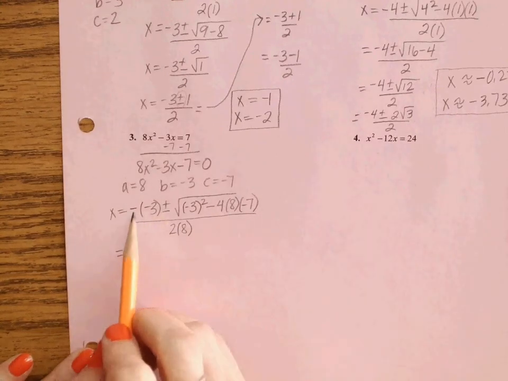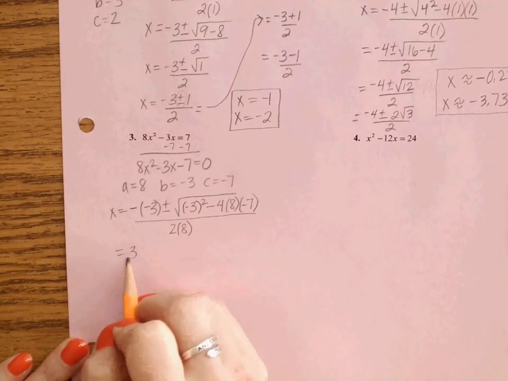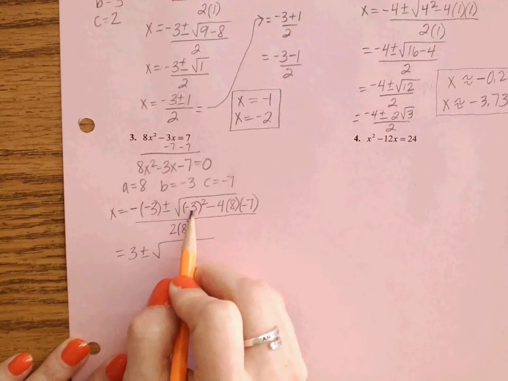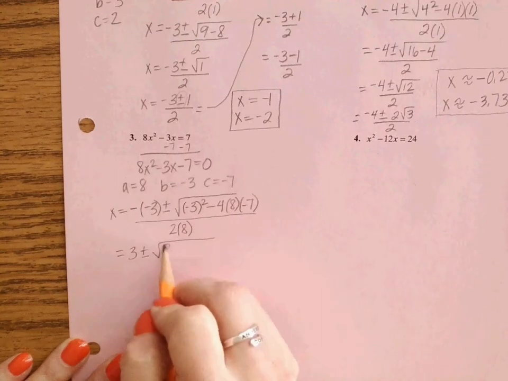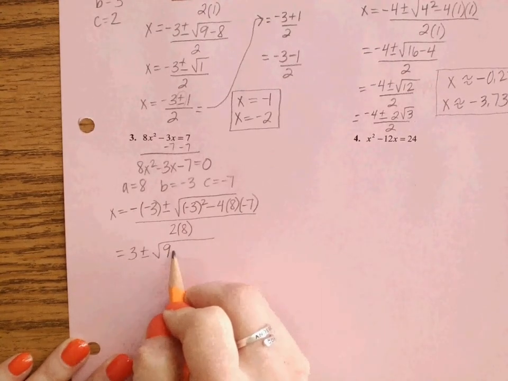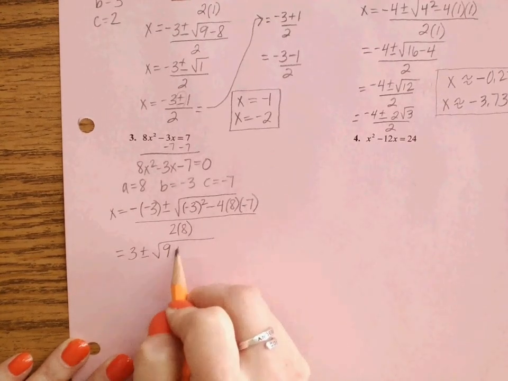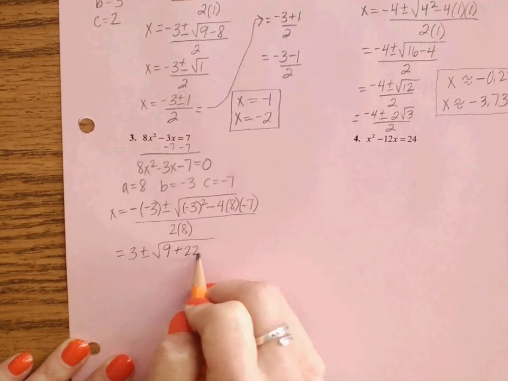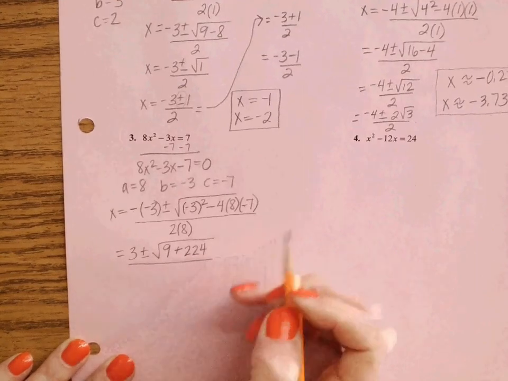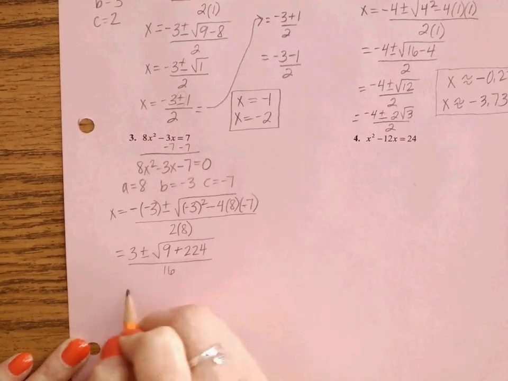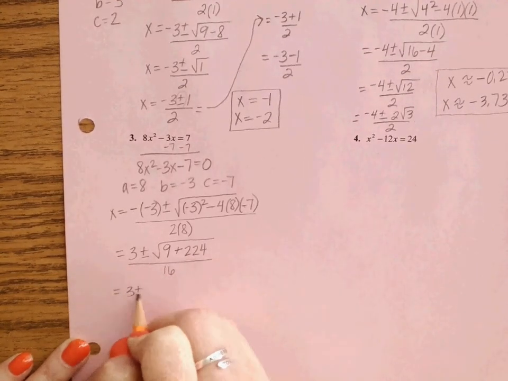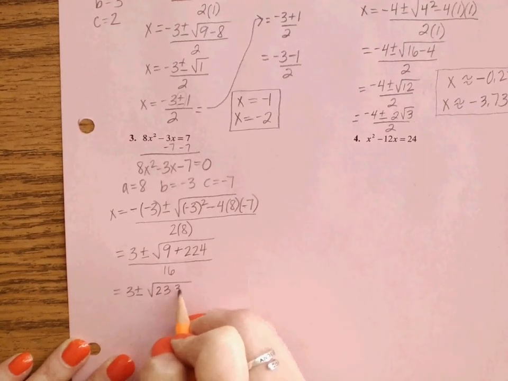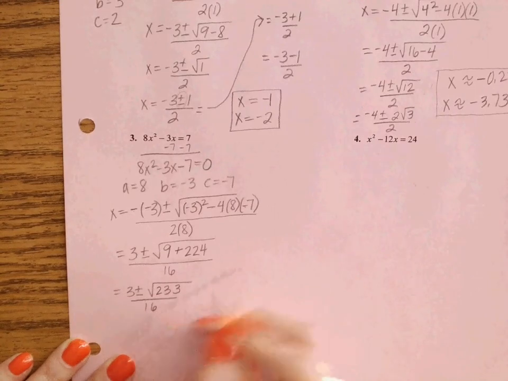So now we start simplifying. Negative times a negative, I have a positive 3 plus or minus. It is going to be negative 3 quantity squared, which is a positive 9. Negative times a negative, I have a positive. So 4 times 8 times 7 is 224, all divided by 16. I'm going to keep simplifying. 9 plus 224 is 233. That is not a perfect square.